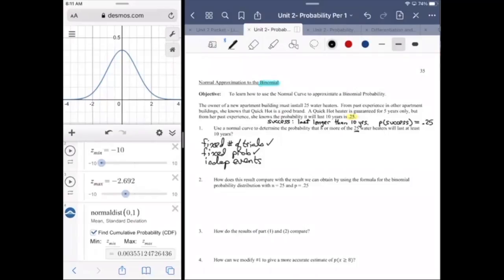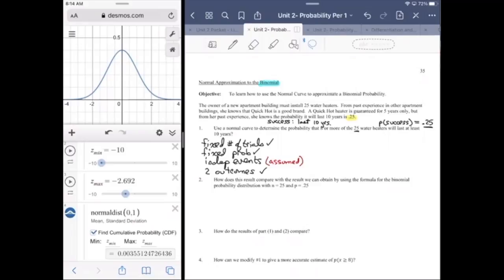So we have verified that there is a fixed number of trials. The fixed number of trials is the 25 water heaters. The fixed probability, that probability of success isn't changing. It's 0.25 because that's a known fact. That was given to us. So 2 outcomes. It's either going to last 10 years or it's not. We know it's binomial, so what does that give us?